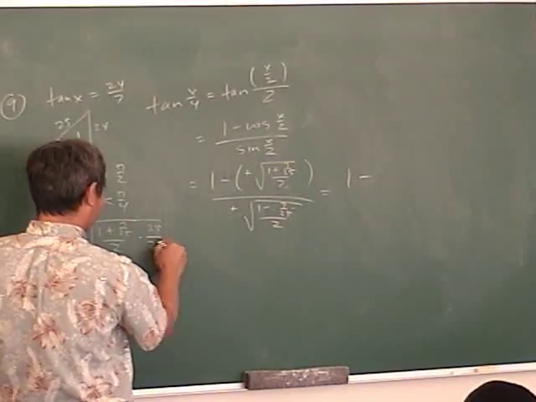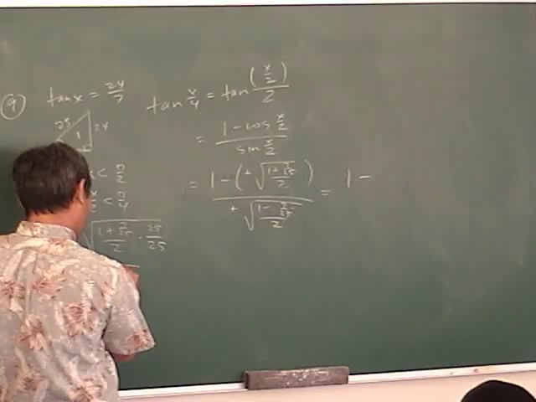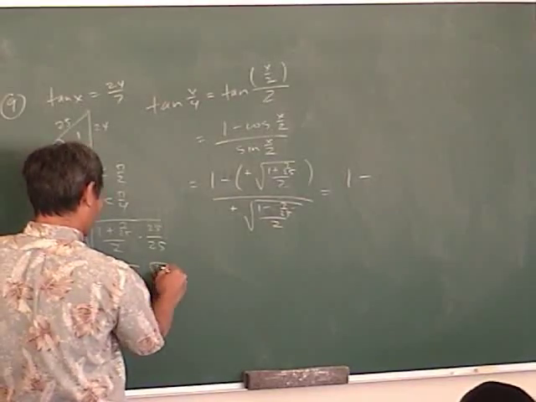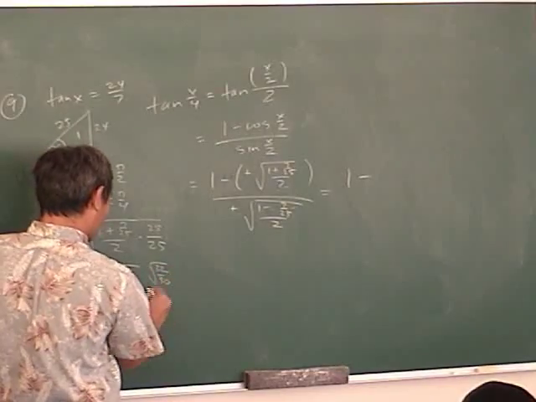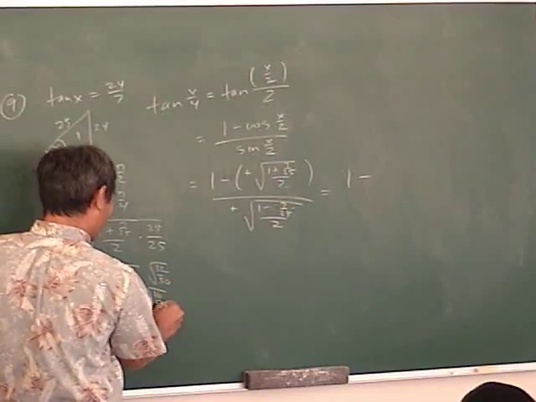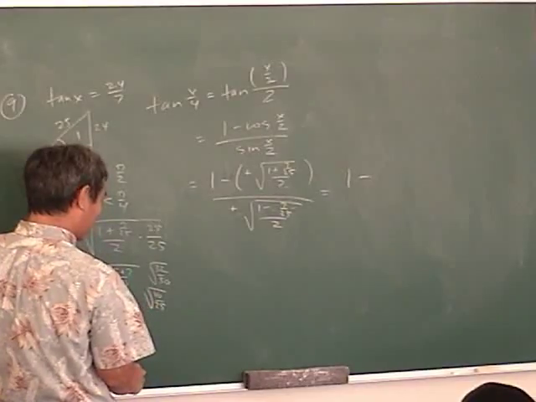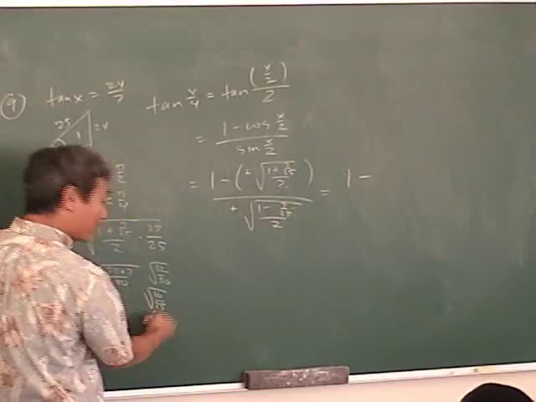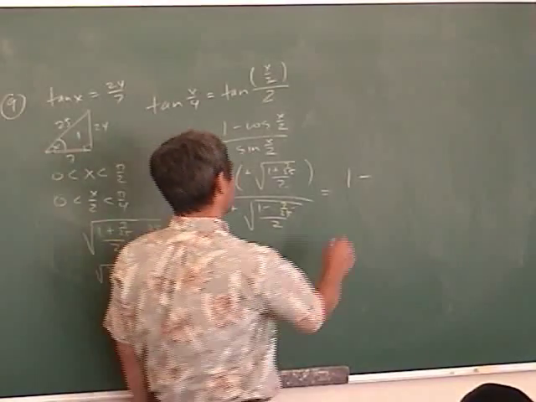So you got the square root of 25 plus 7 over 50, which is the square root of 32 over 50, but that reduces to the square root of 16 over 25, which is 4/5. Look how beautiful. That's beautiful.